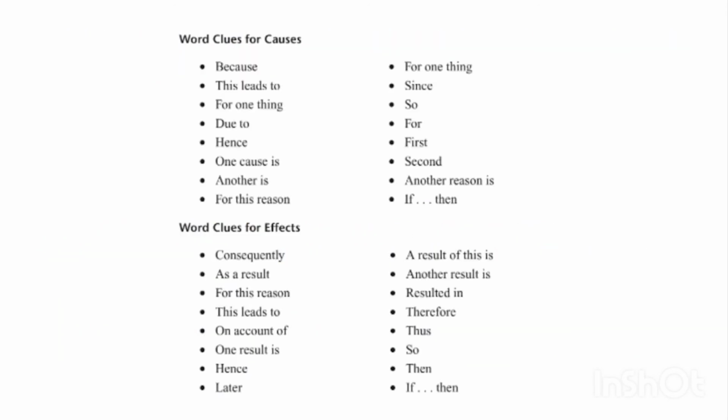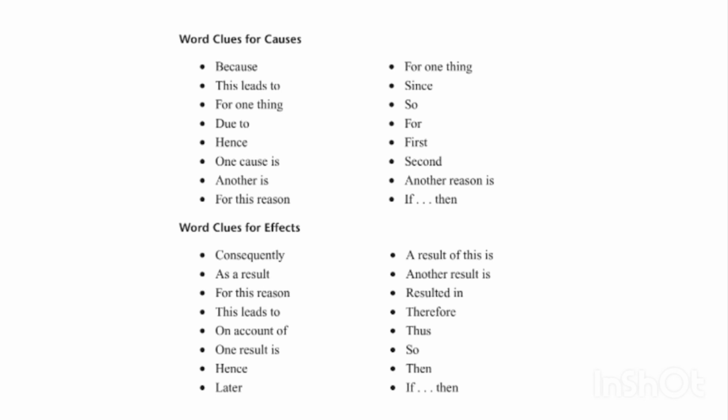These are examples. So if you're reading your passage, if you want to figure out if it is a cause, you're going to see these words. So it's good to memorize these words because then when you're reading your passage, you can figure out the cause and effect relationship.